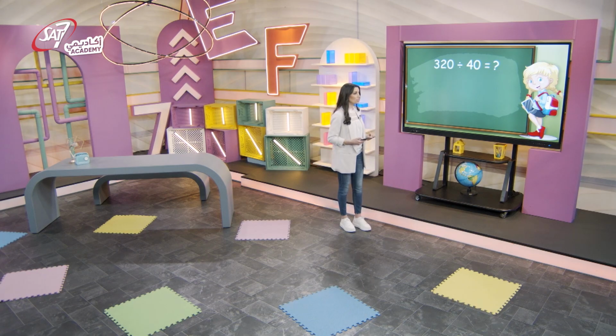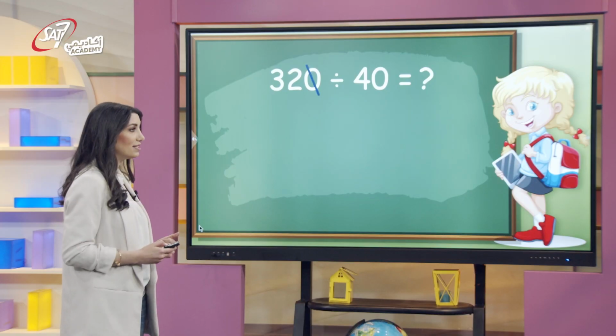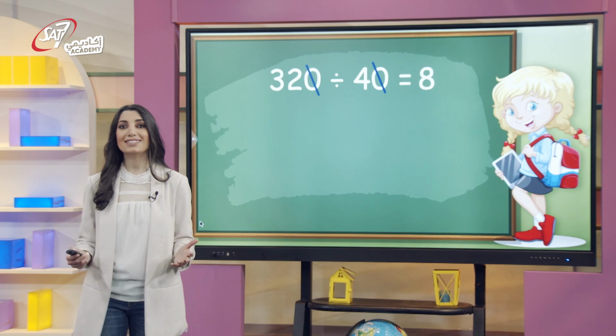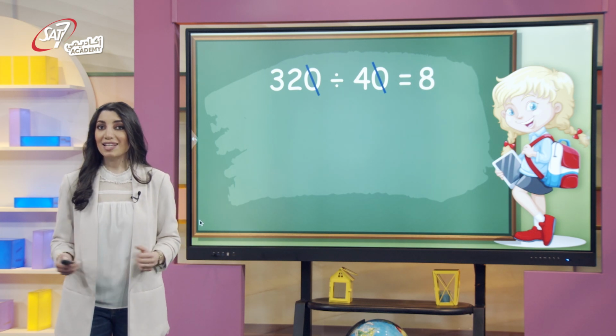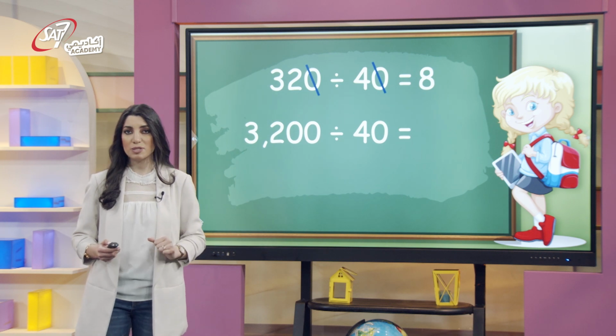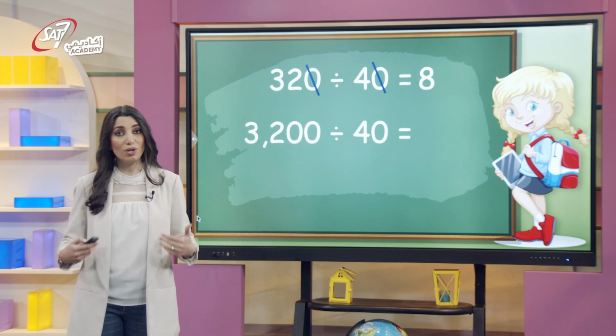Second, in division, we must cancel out the same number of zeros in both numbers, and what is left is added to the answer. Here, we cancel the 0 from 320 and the 0 from 40. We end up with no zeros. So, our answer is 8. There are 8 classes.